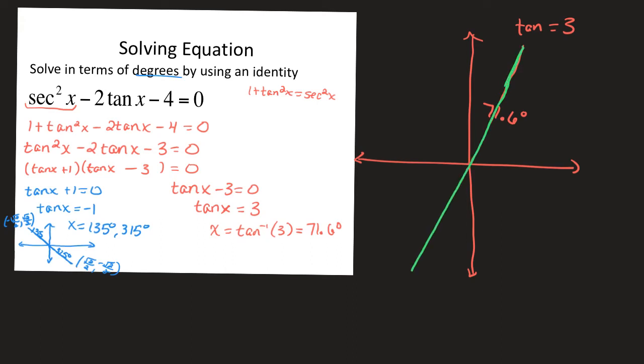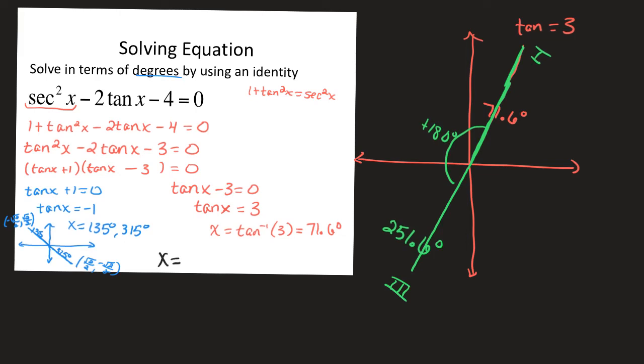So I've got this angle here in quadrant 1, and I need an angle down here in quadrant 3. And because it makes a straight line, I can find this other angle by taking my 71 degree angle and adding 180 degrees to it. So my other angle that will make tangent 3 is 71.6 plus 180 degrees. And that angle measurement is 251.6 degrees.